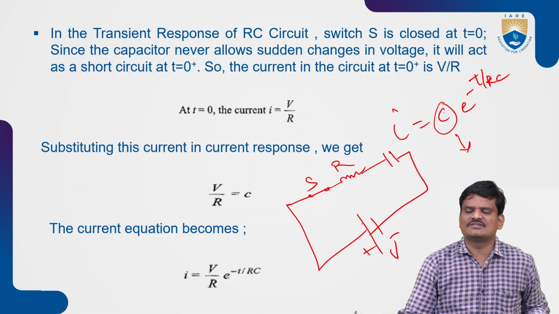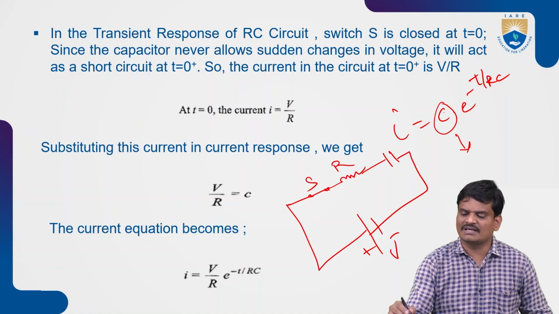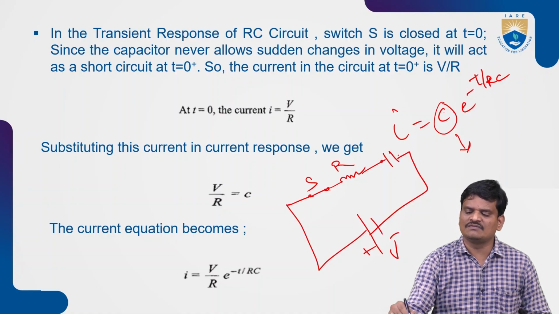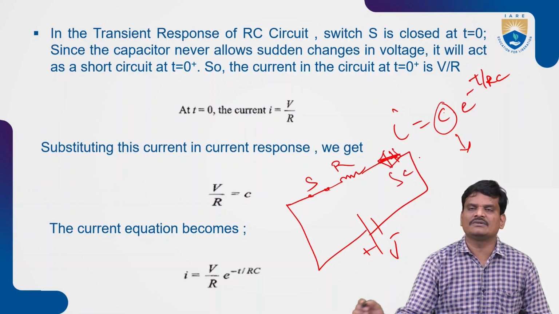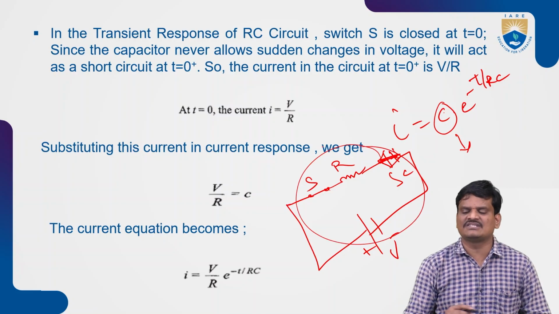But when the switch S is closed, I need to have a certain amount of current, but the current flowing through this particular capacitor will be 0 and voltage will be 0. Voltage 0 is nothing but what? It should be represented with a short circuit. Now what is the element that is present in the circuit? Now it is purely acting as a resistive circuit.